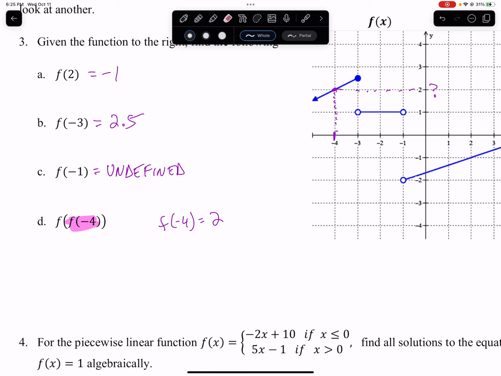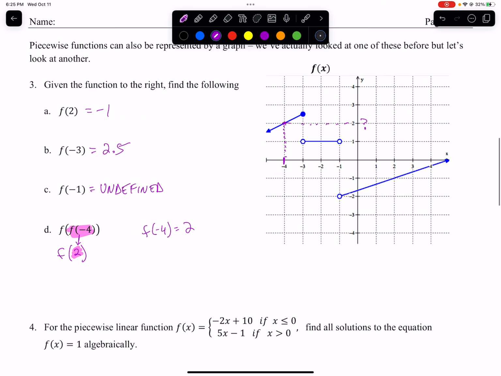So now I'm going to do f of 2, because f of -4 equaled 2. So I replace f of -4 with 2. That was the output for an input of -4. So now I have to find f of 2. So I go to 2 on the x-axis. I look down. I hit the graph. I look over, and that looks like it's a y value of -1.